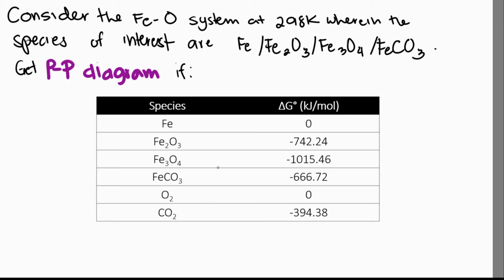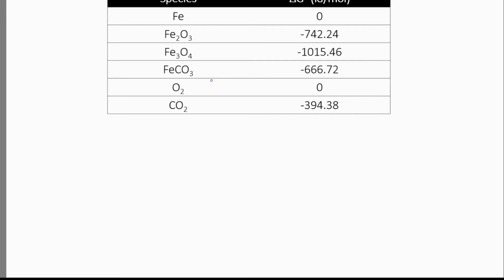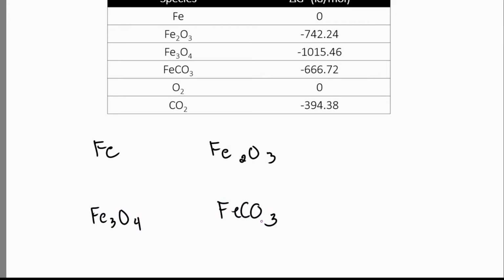So first step is to identify the species of interest. So in this case, the species of interest are these four: Fe, Fe2O3, Fe3O4, and FeCO3. Since there are four forms of Fe considered, which I'll just leave here: Fe, Fe2O3, Fe3O4, and FeCO3, then there should be 6 couples.